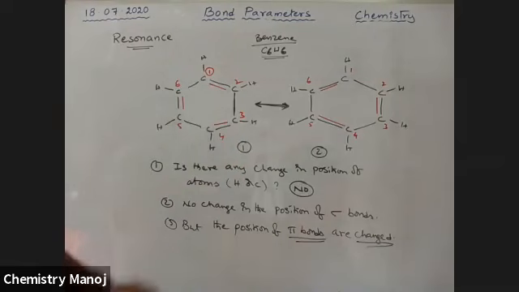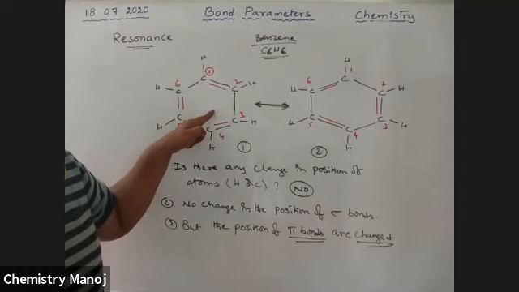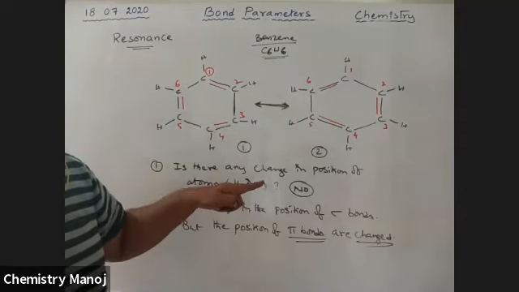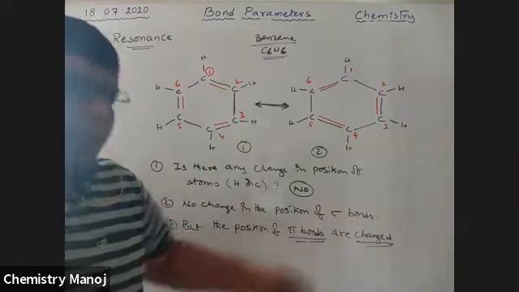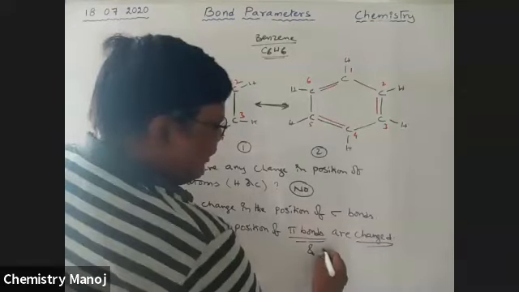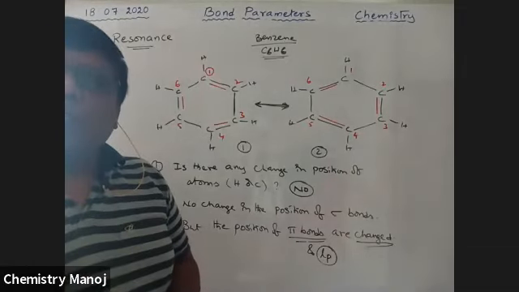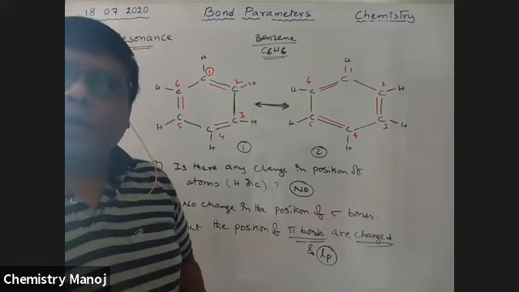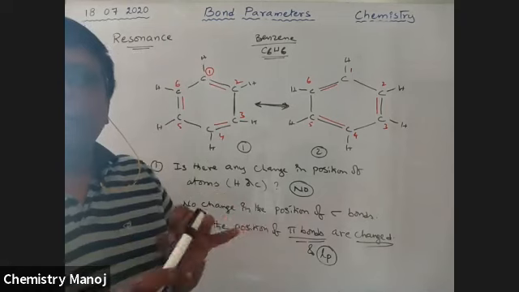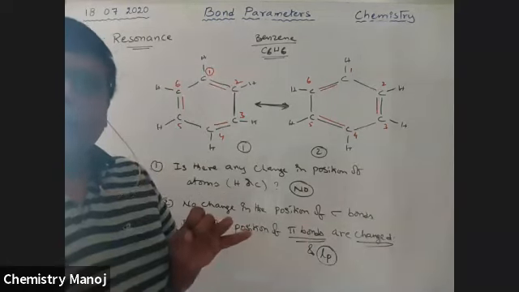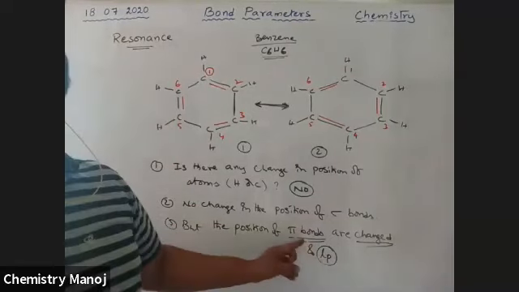So what is resonance? A molecule exists in more than one structure without changing the atoms' positions, without changing their sigma bonds, but changing their pi bonds and lone pairs. In some cases, lone pairs are also changed. So by the changing of lone pairs or pi bonds, but not sigma bond pairs, boys. Sigma bonds are not changed, and the placement of atoms is not changed. But pi bonds and lone pairs are changed.